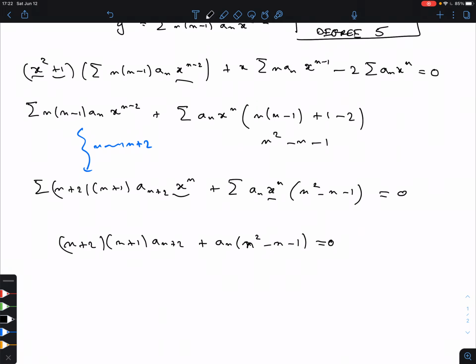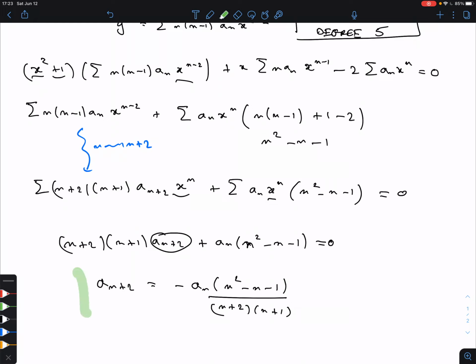And we always solve for the highest degree, right? So an plus 2 is equal to minus n squared minus n minus 1 divided by n plus 2 over n plus 1. I hope it's okay I skipped a step here, but if you don't see this, please stop the video and write down the step in between. Figure it out, bring it to the other side, then divide. Okay, right, so this is our recurrence relation.